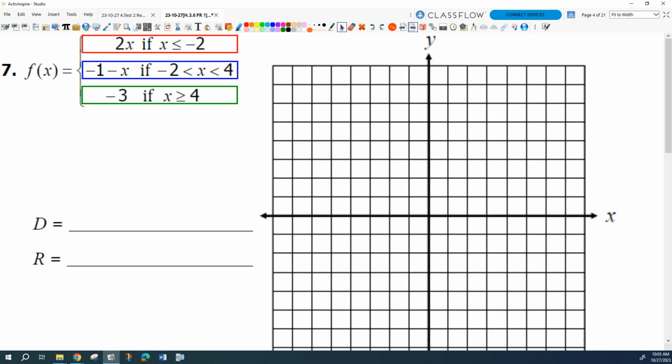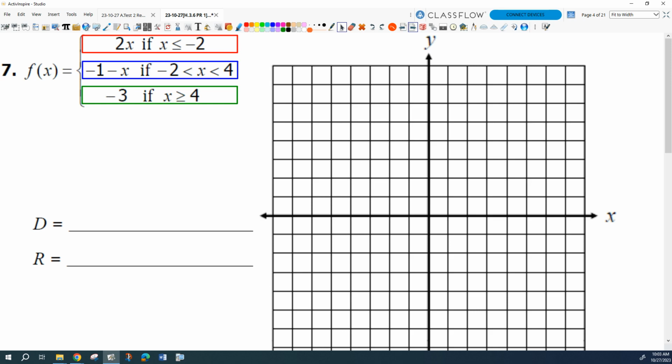What about when x is not less than or equal to -2, when it's greater than -2? We flip into the blue piece of the function. That's where the equation that describes this piece is y equals -1 minus x. And that's the piece that's going to exist whenever x is between -2 and +4. When x is greater than -2 and less than 4, we're on the blue piece.